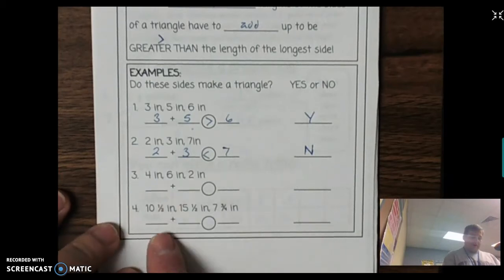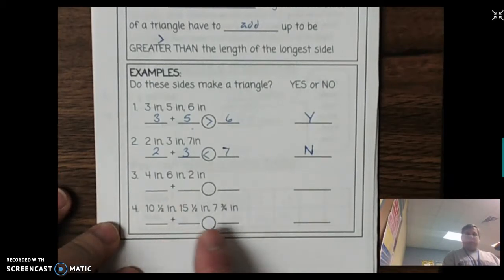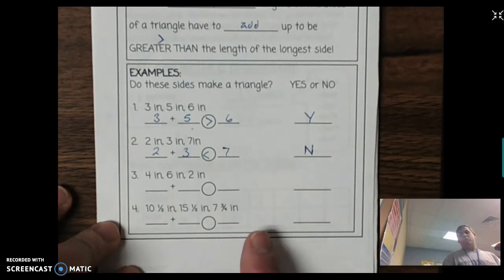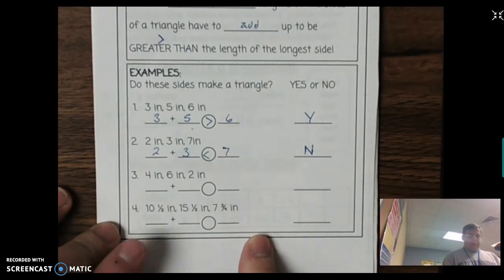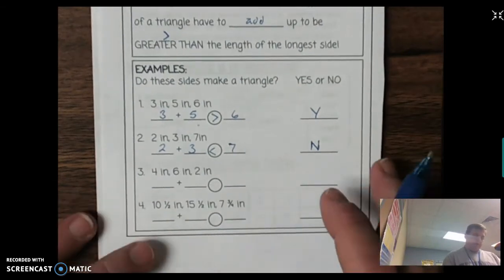Go ahead and try these two on your own. Again, you're making sure the shortest sides add up to be greater than the longest side. Okay, pause the video, try those.